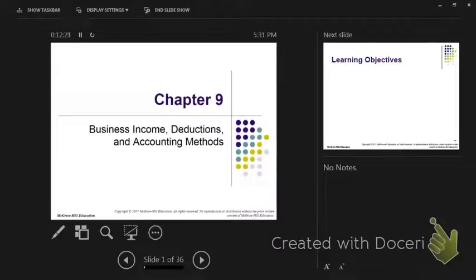In Chapter 9, when it covers all three of those different business income deductions and accounting methods, it really stretches into a little bit more advanced material. It doesn't mean that it doesn't have to be or need to be covered. It just pushes the level of information that needs to be discussed. And it's just a little bit advanced.